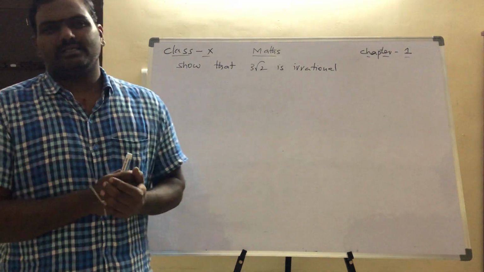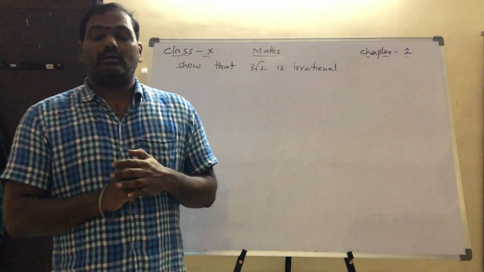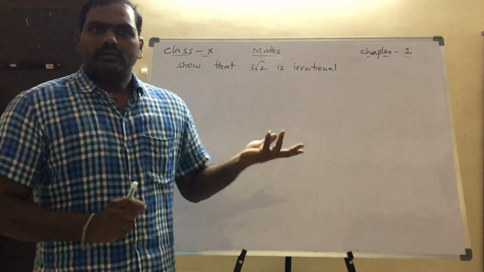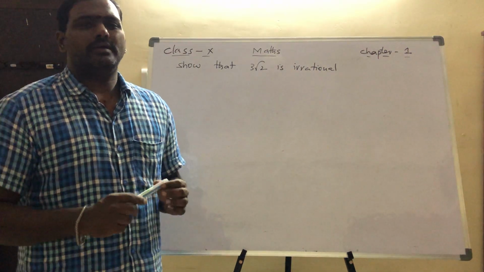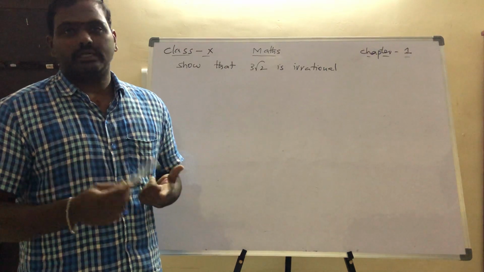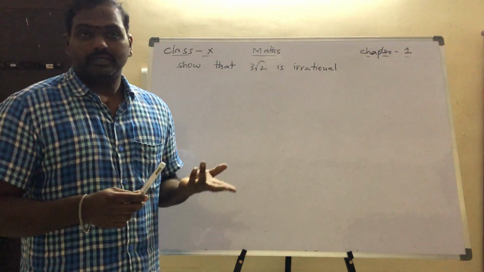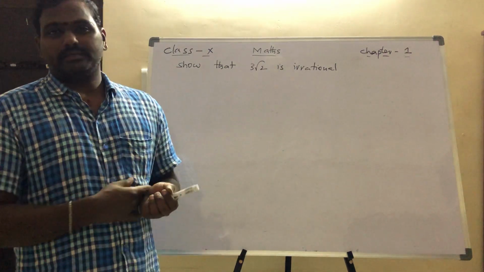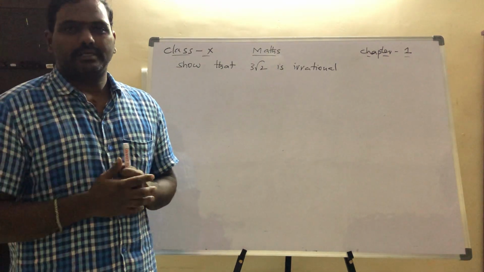In the previous session we discussed how to prove root 2 is irrational. In that section, what we have learned is how to prove root 2 as irrational. First, what is the method we have followed? The contradiction method and the co-prime factors method, the co-prime concept method.